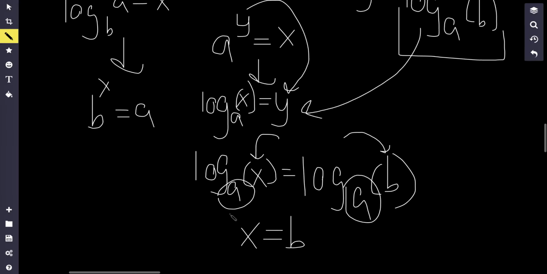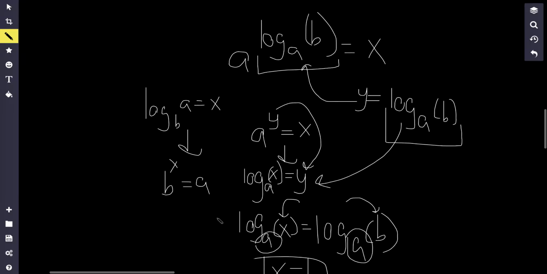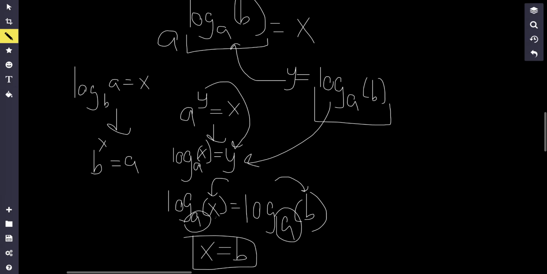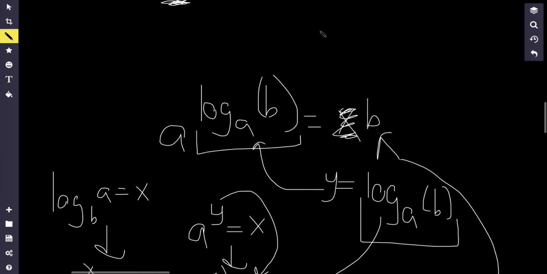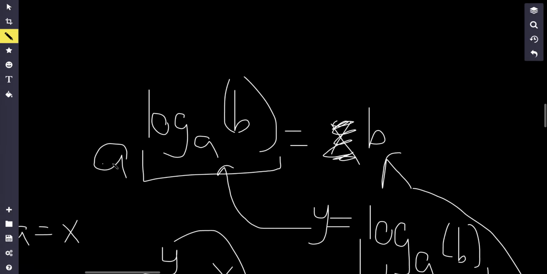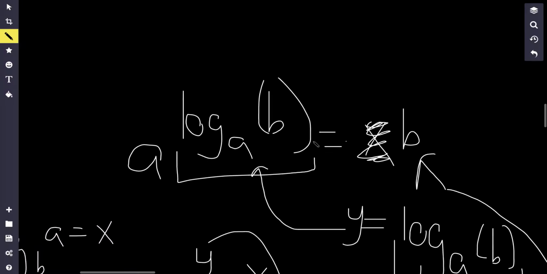So now that we proved that x is equal to b, if we go back to our original equation, instead of the x here, let's substitute that with a b. And boom, the proof is done. We just proved that a to the log base a of b is equal to b.